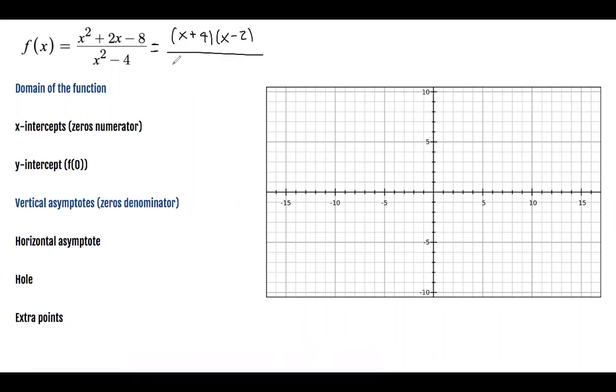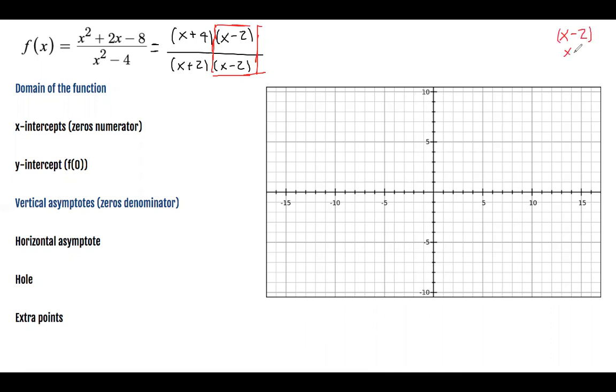And down here, we get the difference of two squares, so we're going to use x plus 2 and x minus 2. And immediately, we're going to notice that we have the same factor. So we are going to make sure that we deal with those factors in the right way. So we're going to put those factors over here. The factor is x minus 2.